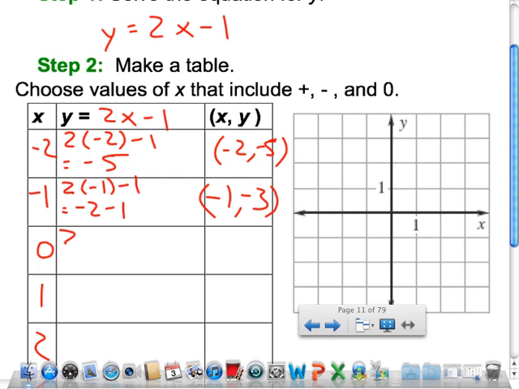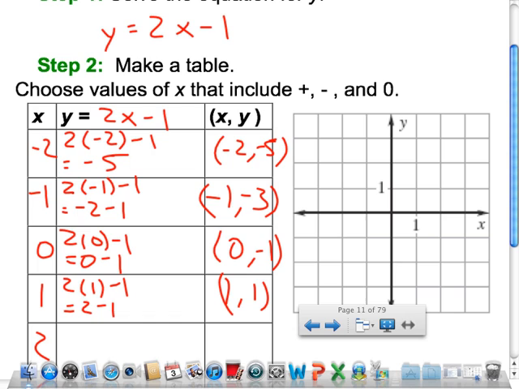Plug in 0, 2 times 0 minus 1, that's 0 minus 1. So we're looking at 0 comma -1. Plug in 1, 2 times 1 minus 1 is 2 minus 1, which is +1, so it's 1 comma 1. And finally, 2 times 2 minus 1 is 4 minus 1, so that's 3, so it's 2 comma 3.